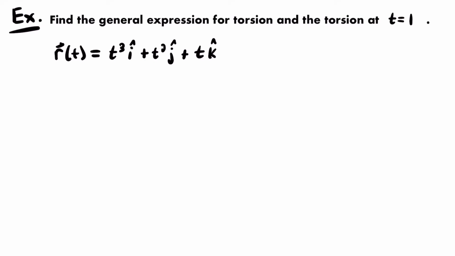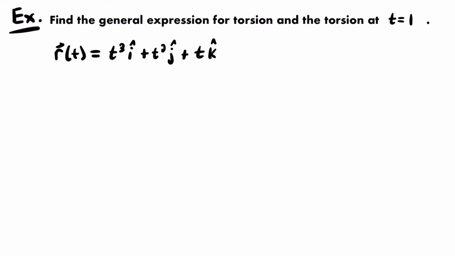For this example, we want to find the general expression for torsion and the torsion at t equals 1 for this vector function. We have r of t is equal to t cubed i plus t squared j plus t times k. So we first want to find a representation of torsion in terms of t, and then once we have that, we'll plug in t equals 1 to get the specific measure of torsion at the point corresponding to t equals 1 on this space curve.